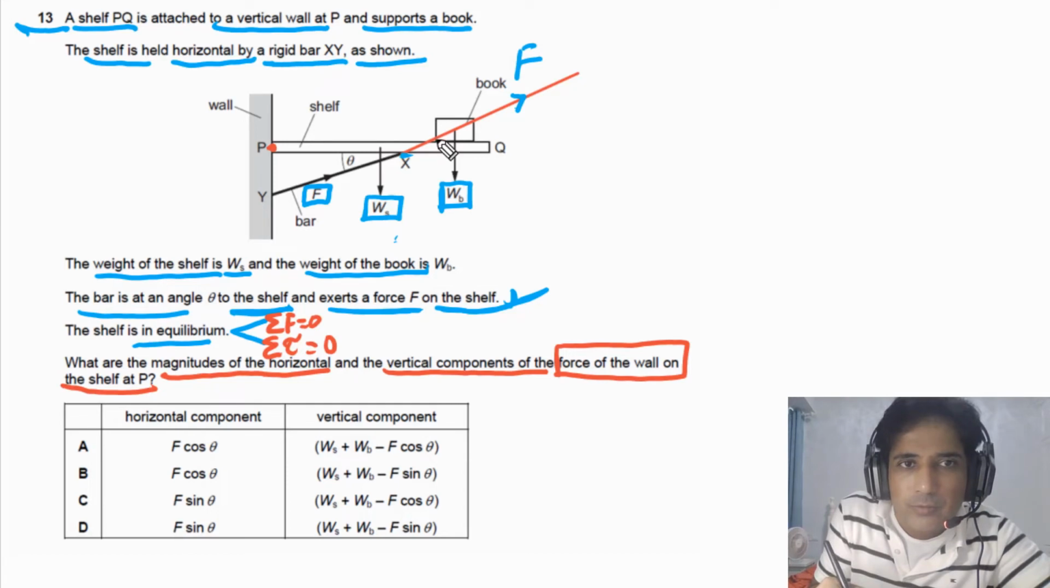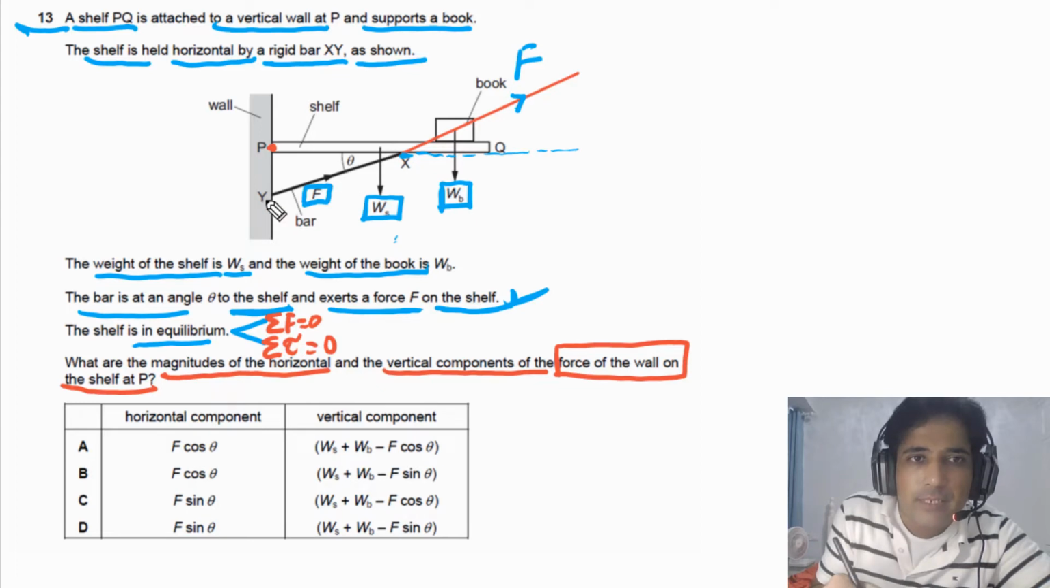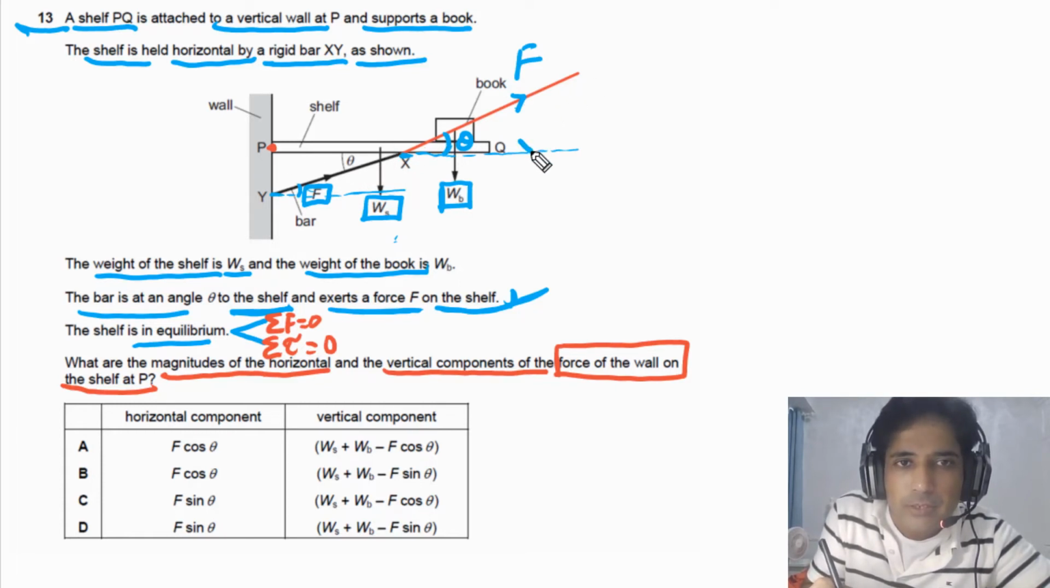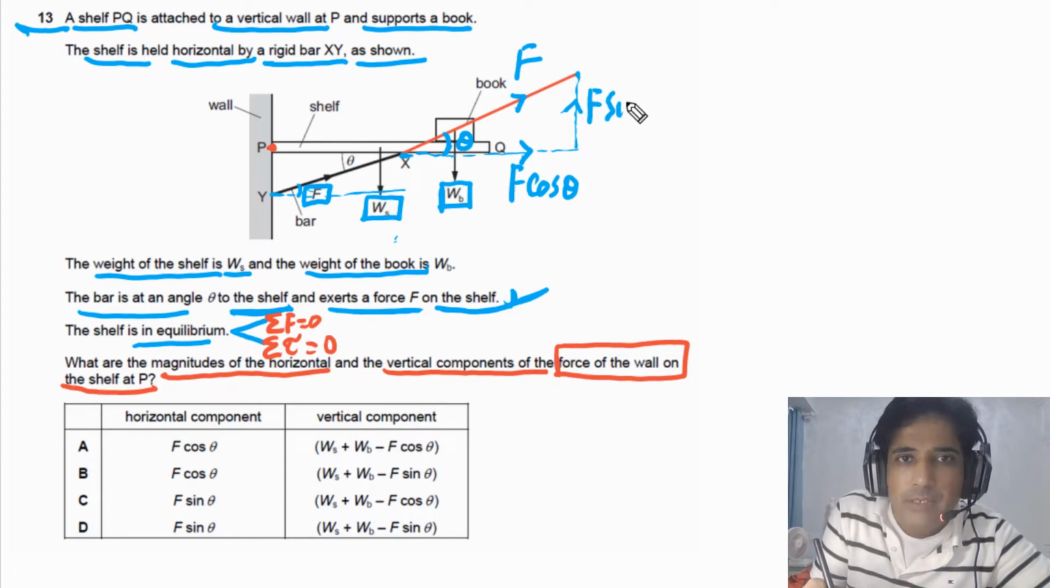Now we need to find the value of this angle. If you look at this angle and if I draw a horizontal line here, this angle also has to be theta. It simply means that F is making angle theta with the horizontal. So this is angle theta, and this angle is given in the question, or simply you can say alternate angles are equal. Now we can resolve this force into two components, one horizontal, one vertical. So the horizontal component will be equal to F cosine of theta and the vertical component will be F sine of theta.